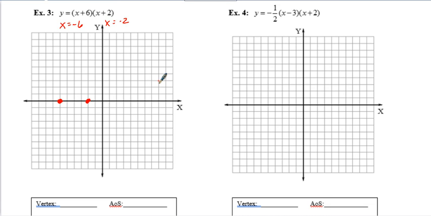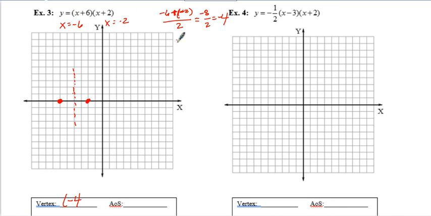The other thing that can quickly be determined is the middle, or the vertex. If we were to average these two together and find the middle, we would find the vertex. So negative 6 plus negative 2 divided by 2, or negative 8 divided by 2. Negative 4, that's the middle of this. So this cuts it in half here.